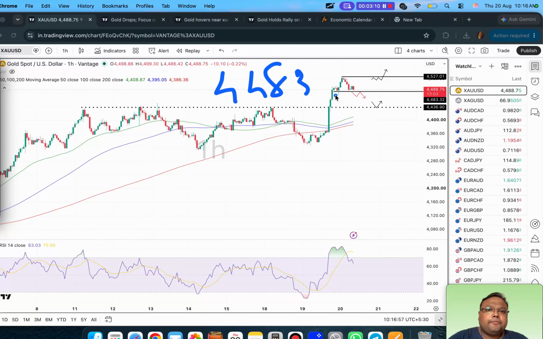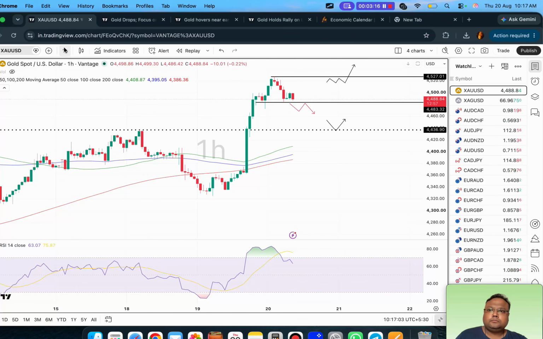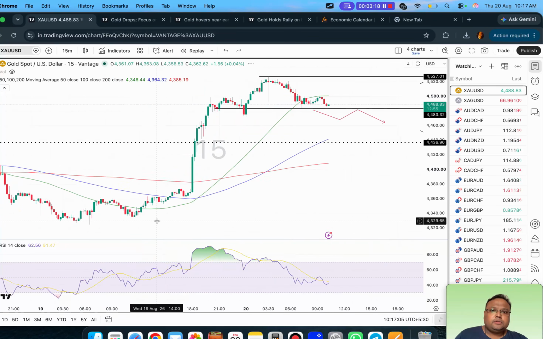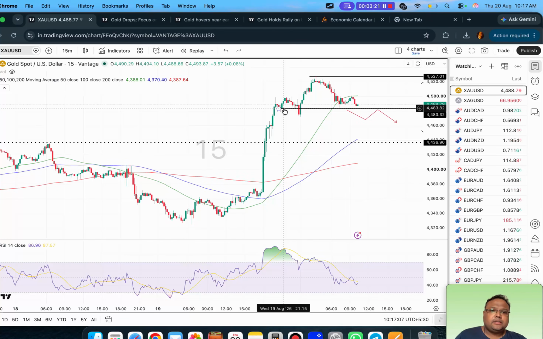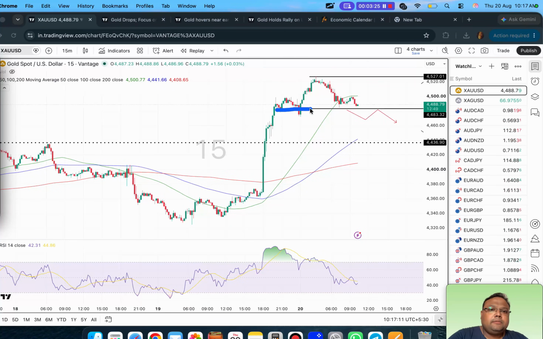4483. You can see the line here. Let me zoom in. If you want to see the level better, now see 4483 on the 50 minutes time frame. I have changed the time frame. So this is the zone where we can look for a sell position.